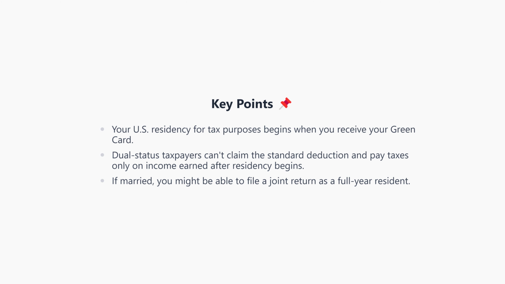Let's highlight some key points. Your U.S. residency, for tax purposes, starts when you get your green card. As a dual status taxpayer, you can't claim the standard deduction and only pay taxes on income earned after becoming a resident. Finally, if you're married, you might choose to file a joint return as a full-year resident.